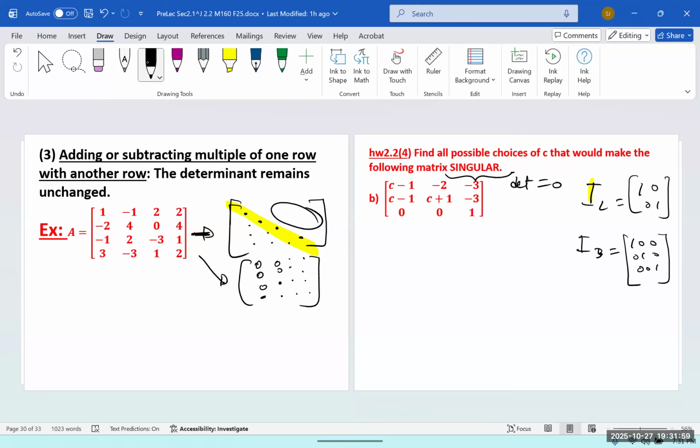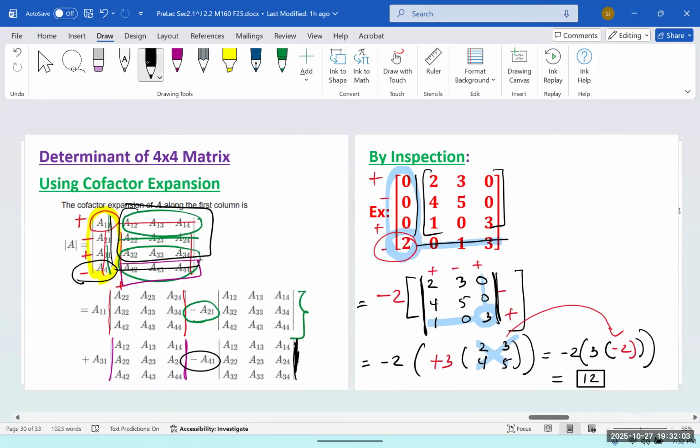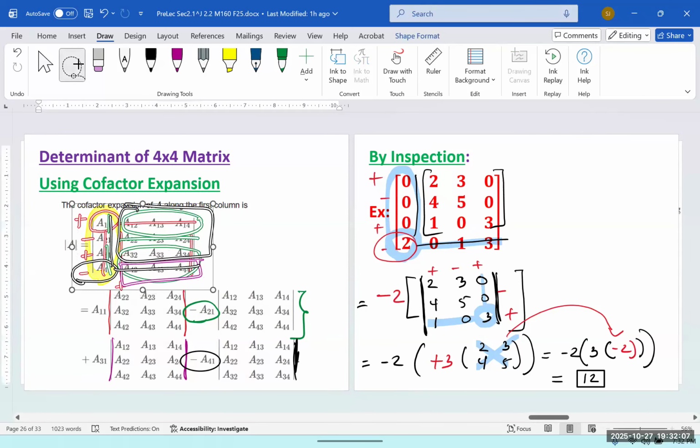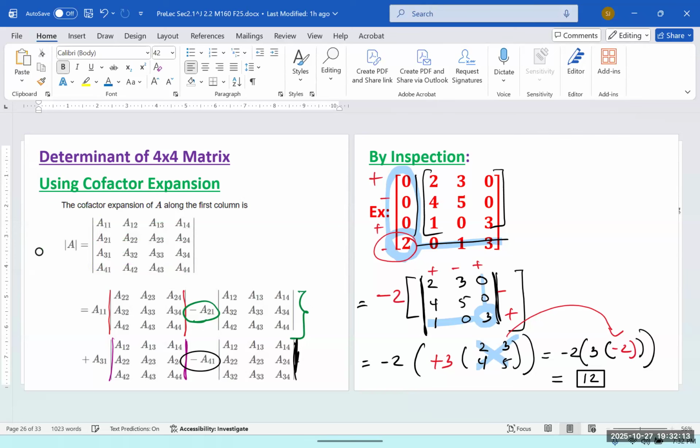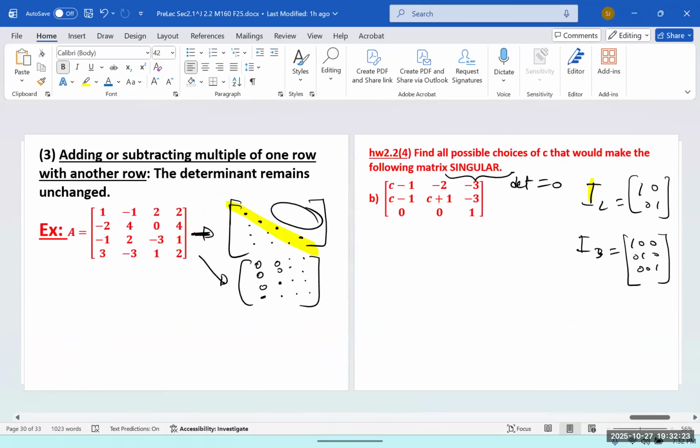Could you go back to the cofactor expansion stuff? Okay, let me. How do I cut? Okay. So, two questions.